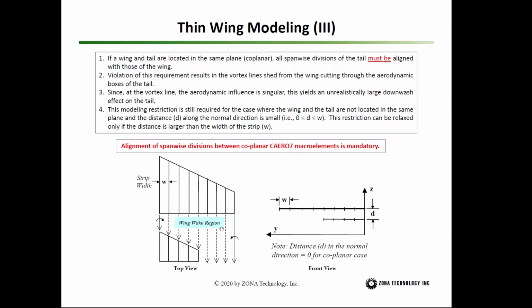Then you may ask, if the wing and tail are not coplanar and there's a gap between the wing and tail, do I have to follow this modeling restriction? The answer is that if the gap is the distance d, and the width of each strip is w, if w is less than d, then you can relax this modeling restriction. If w is greater than d, then you have to follow this modeling restriction.